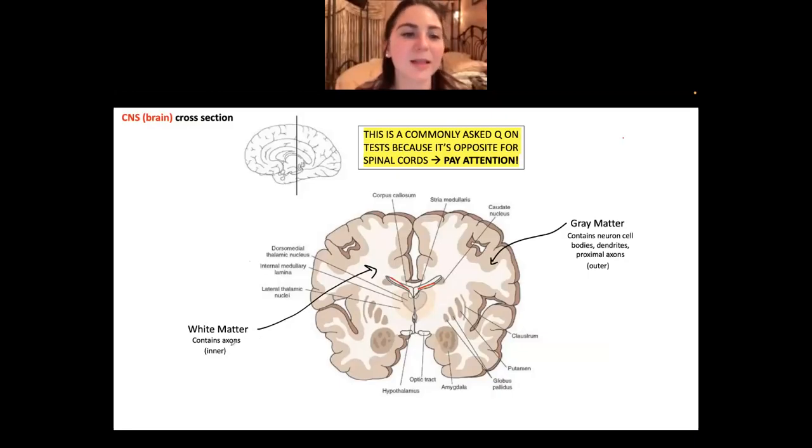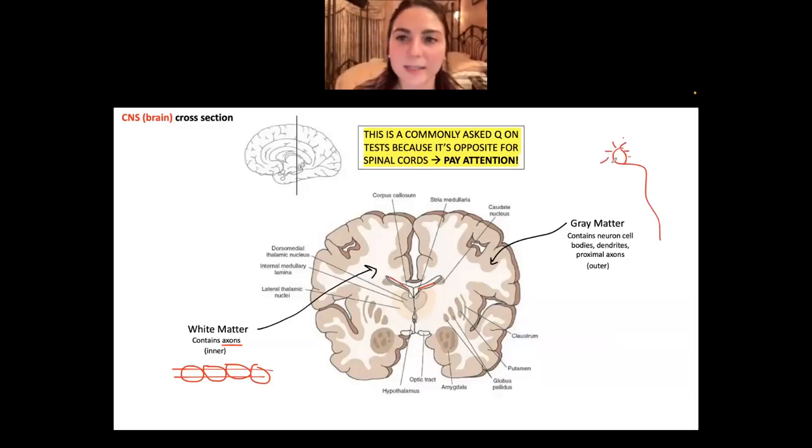Anytime you see white matter, that's where axons are. I don't want anyone to memorize this. I want everyone to think: axons are myelinated. Myelin is big, white, and fatty. It's basically just fat. So if there are axons, they must be myelinated, and that must be where the fat is. So in this brain cross-section, all of the axon tracts are going to be where this white is, because that's where myelin is. All the cell bodies are going to be where the gray matter is.